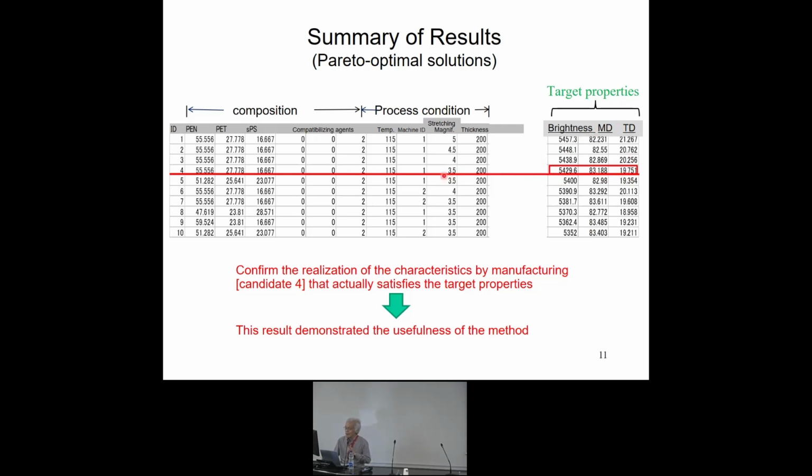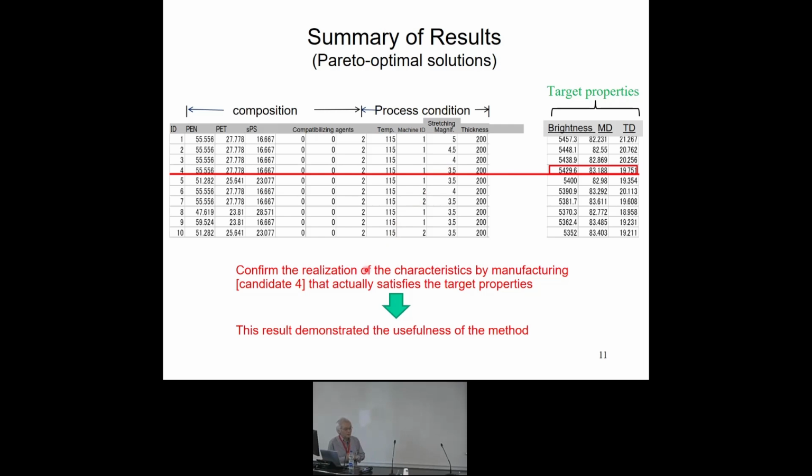So now we can select the 4th candidate in this case. So the composition information is the following: PEN 55%, and PET 28%, and PS about 17%. And compatibilizing agent 2 should be used, and temperature 115. Machine ID is 1, and stretching magnification 3.5, and thickness 200 nanometer. So actually, the chemical company produced this material according to this information. Good, successful. So this result demonstrated the usefulness of this method.